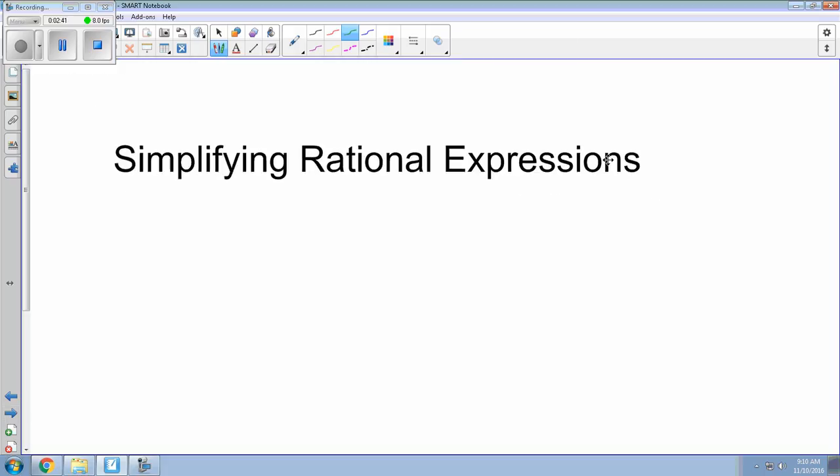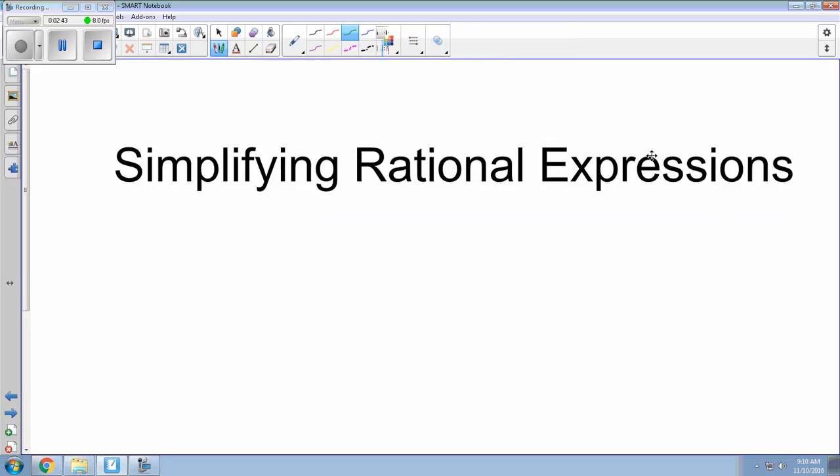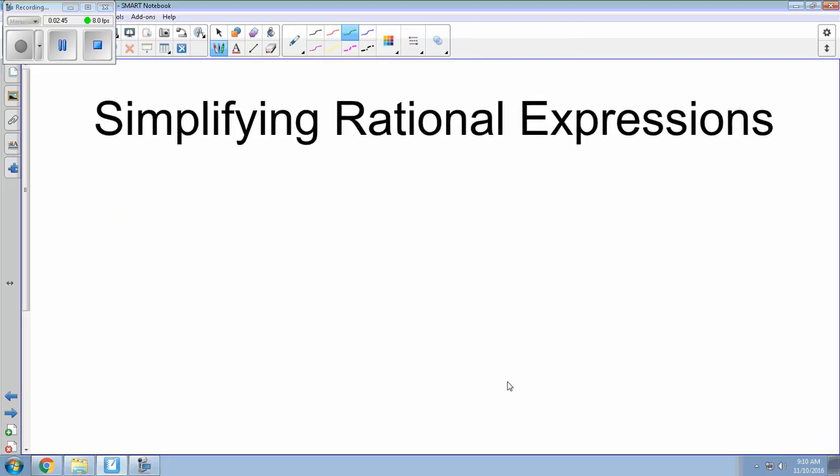This is your title for today. Today we are going to start simplifying rational expressions. This entire unit is about rational expressions. A rational is a fraction. So everything we do is going to be different operations with fractions.